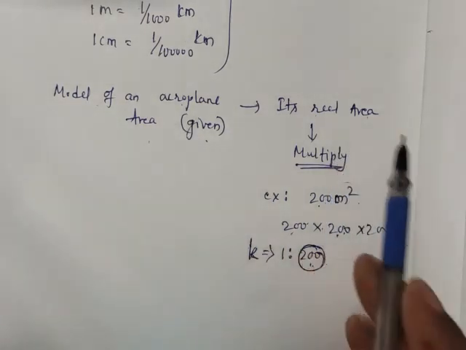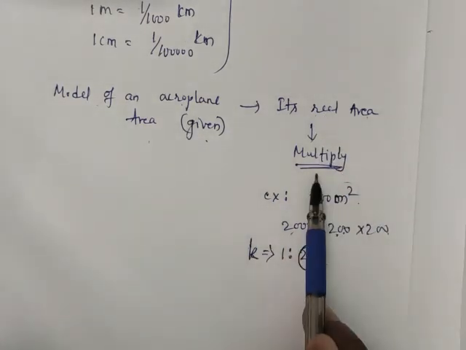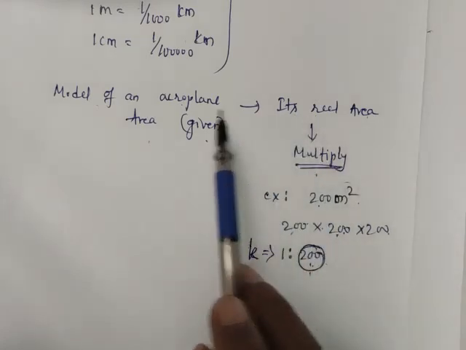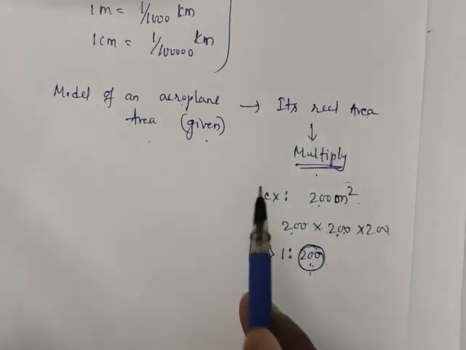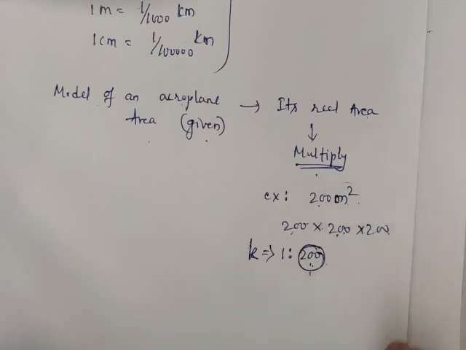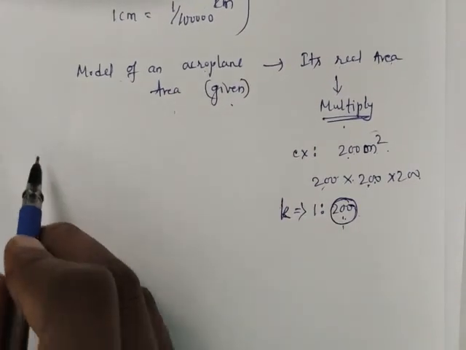It depends on what you are getting. If you are getting the real one, multiply by the scale factor. If you are getting the model, divide by the scale factor. But how many times you multiply or divide the scale factor, that is the case.